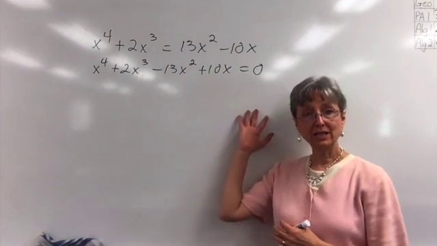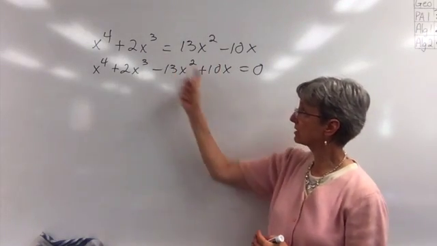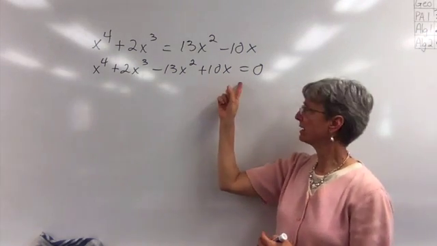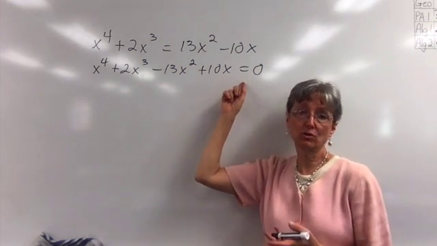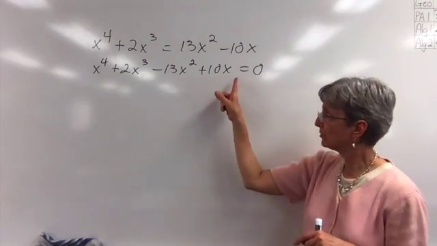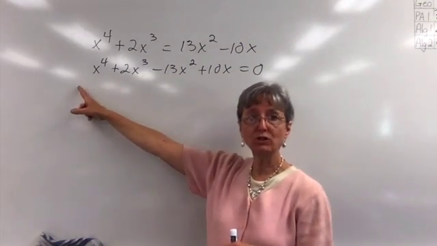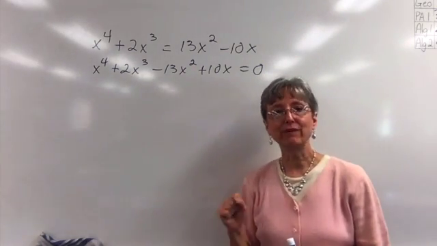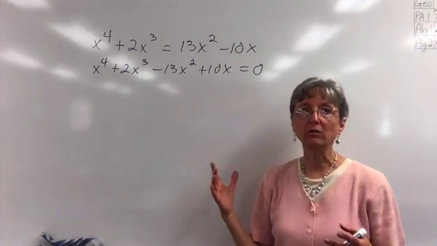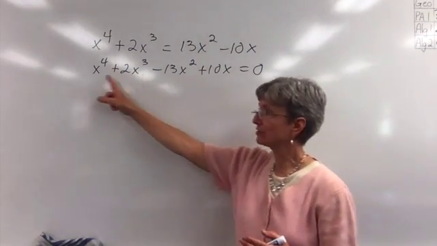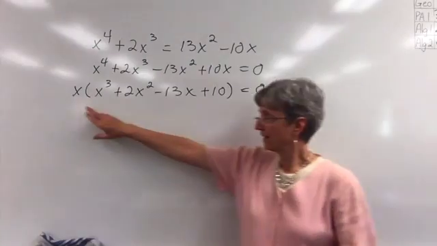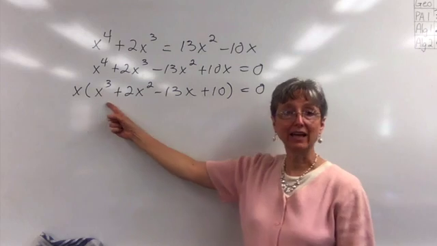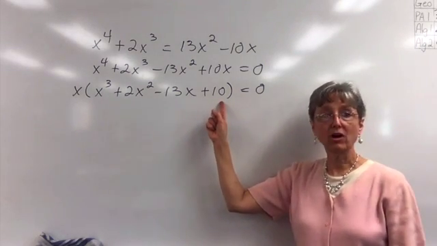So step number 1, put it in standard form. Okay, so now I have set it equal to 0. I moved these across the other side, and I have this. Notice if I'm looking for factors of my constant, it looks like it has no constant. But really, all 4 of these terms have a common factor that I can factor out first. So by all means, factor out the x. Okay, I factored out the x, and now I just have a cubic left with a constant of 10.